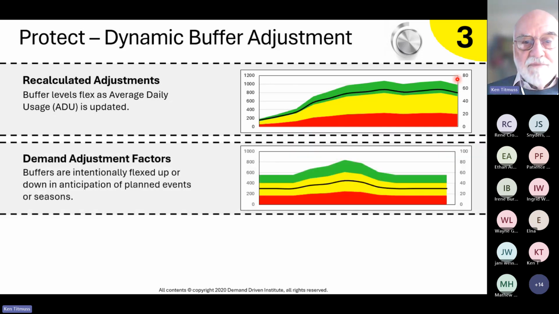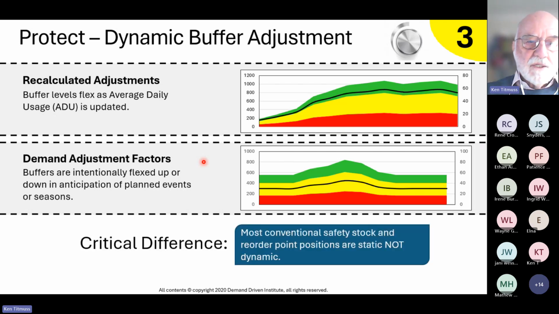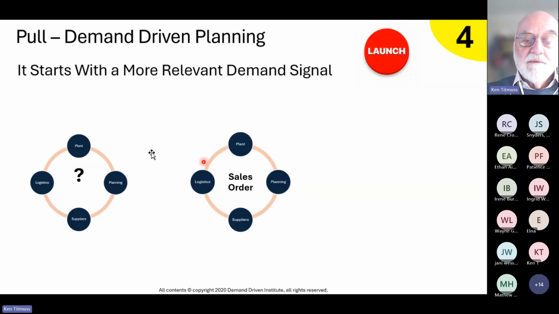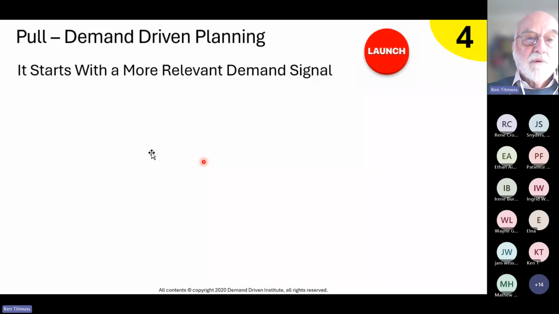But we also have the ability to adjust the buffers, particularly when we have very severe seasonality for our products. Again, we don't have time today to go into all this, but it all becomes a lot clearer if you look at the Demand Driven Institute education. So critical differences here: most conventional safety stock and reorder point systems are static and not dynamic. We set it and we forget it. Here, we're adjusting them basically on a daily basis. We're adjusting to what's happening out there in the marketplace.